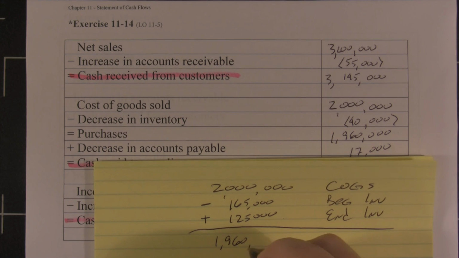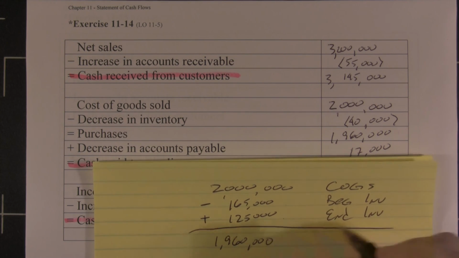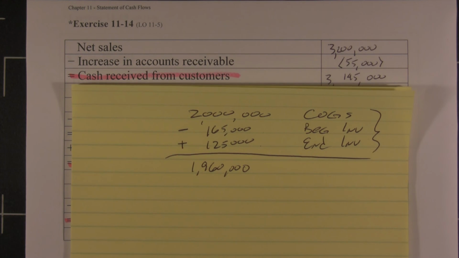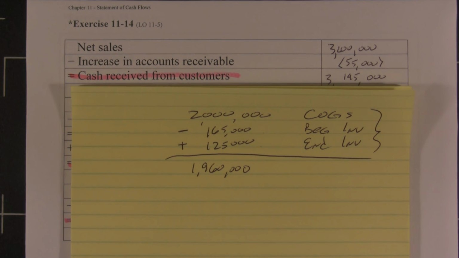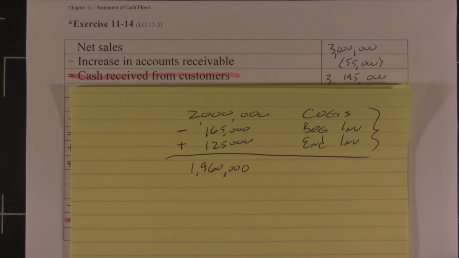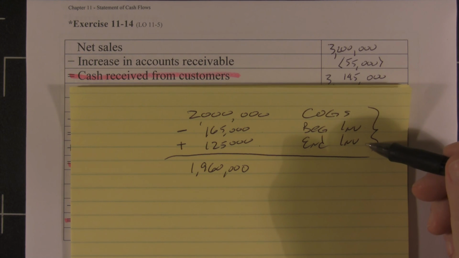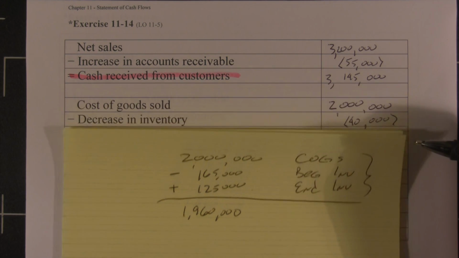So you're going to come up with the same answer. It's just that this method makes more sense to me. It fits into my head better because I can look at it and say, when did we pay for this? Did we pay for this year? Did we pay for this last year? If we paid for this year, it gets included. If we paid for this last year, it gets excluded. Beginning inventory we paid last year gets excluded. Ending inventory we paid for this year gets included.